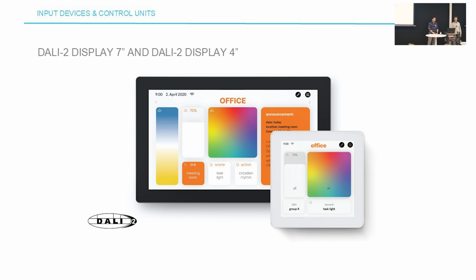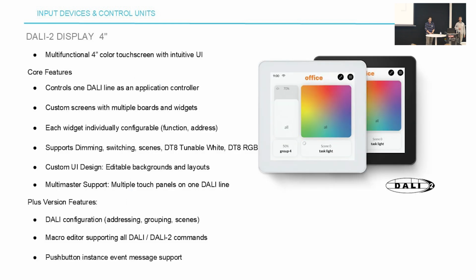So now we'll come to the DALI displays. First I want to talk about the 4-inch display. These devices are highly configurable touch displays that act as application controllers on the DALI bus. The DALI displays feature a unique UI where you can implement color settings, you can put in your own push buttons, change the backgrounds, and it also has integrated sensors, for example for temperature, for humidity in a room, and afterwards you can switch different modules with it.